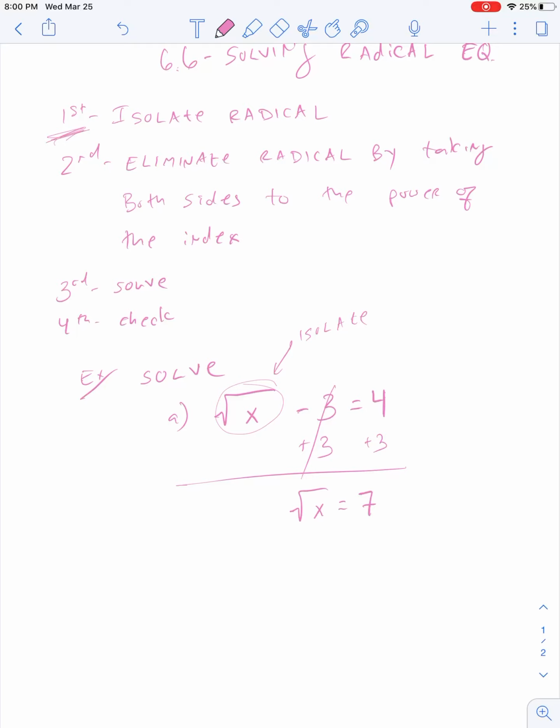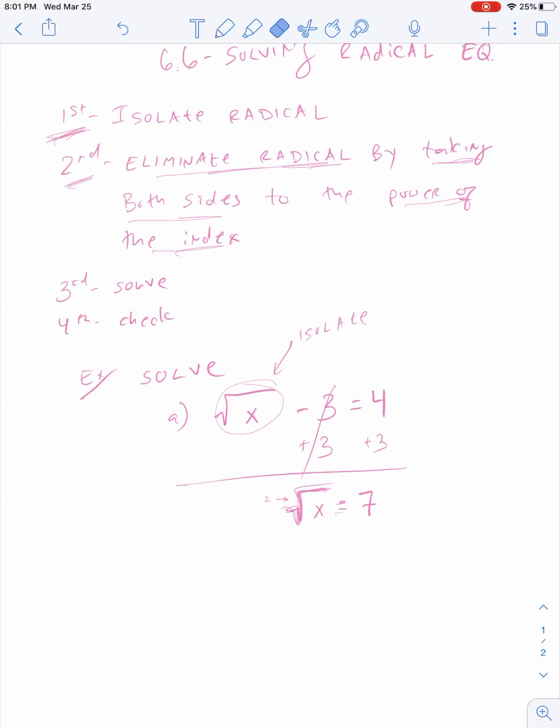So that's what I mean by isolating the radical. We want this radical symbol on one side of the equal sign. And we want it to be by itself. We can clearly see that here it is on the left side and it is by itself. Step number 2 says to eliminate that radical. So we want to get rid of this, and we do it by taking both sides to the power of the index. Right? Remember, if we don't have an index, there's no number in here, so that means that it's just a 2.